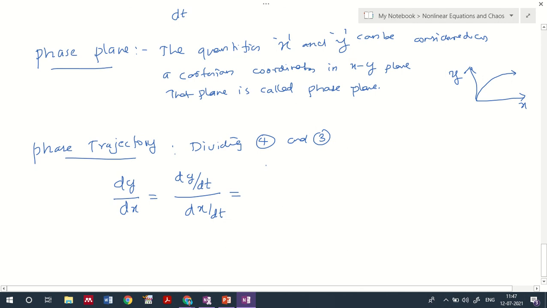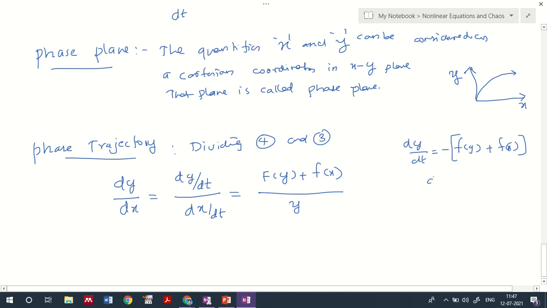What is dy by dt? We know that it is f of y plus f of x. We already represented dy by dt is equal to minus f of y plus f of x, right? If we don't consider the minus, we can say dy by dt is equal to f of y plus f of x. So you can substitute that here. And what is dx by dt? dx by dt is what? It is y.